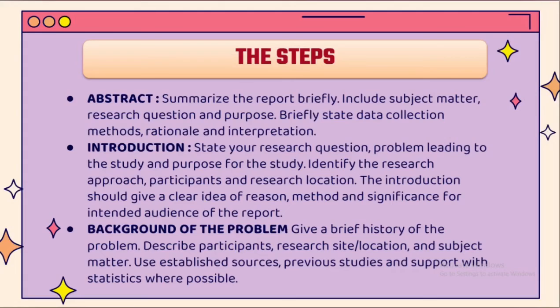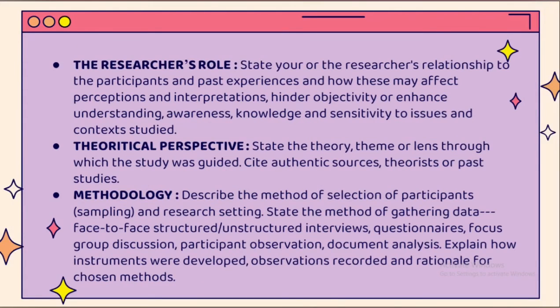And then there is background of the problem. Give a brief history of the problem. Describe participants, research sites or location, and subject matter. And next is the researcher's role. State your or the researcher's relationship to the participants and past experience and how this may affect perceptions and interpretations. And next is theoretical perspective. State the theory, theme, or lens through which the study was guided.